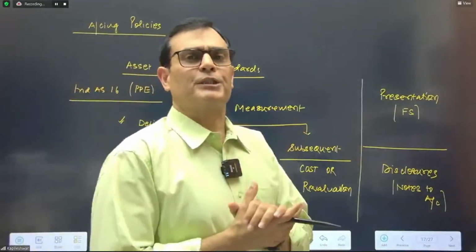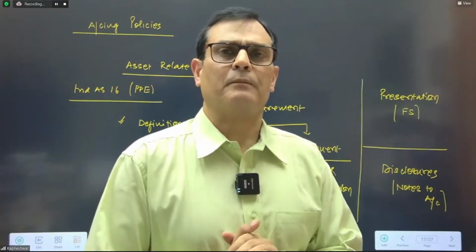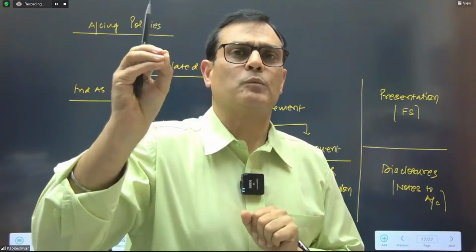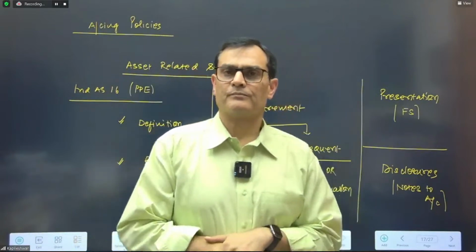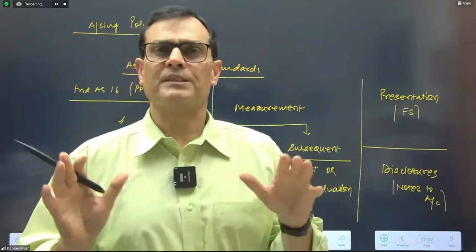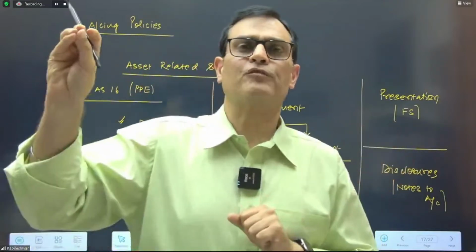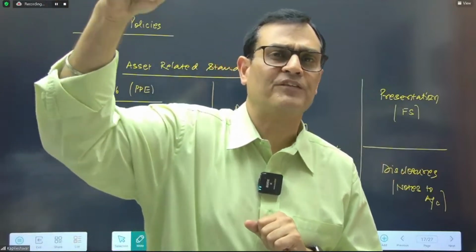A company makes a policy, let's say it's a big company, that any asset which I buy for 5,000 rupees or less, I'm not going to capitalize it. A company makes a decision that if I am going to buy any asset which is 5,000 rupees or less, I'm going to put it in the profit and loss account. Now, please hear me carefully.